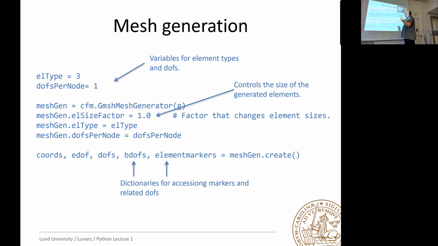DOFs is an array of degrees of freedom for each node in the mesh. Boundary DOFs is a special dictionary containing the markers. So here you can go in. So there is a marker number and corresponding degrees of freedom for that marker. And then you also have element markers, the same thing as boundary DOFs here, but for elements instead. And now we have everything we need to actually solve our problem.